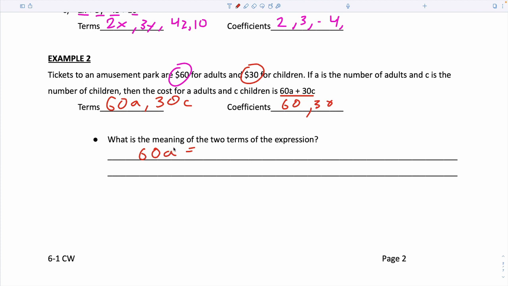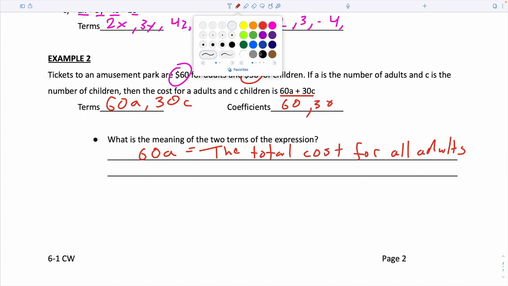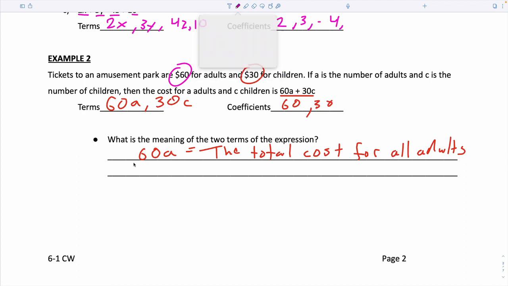60 times 1 would be 60, but what would that be in the real world? What would you be paying for that? How much it costs? It's the total cost. So this is the total cost for all adults. 30C would mean the total cost for all children. My color coding's off.